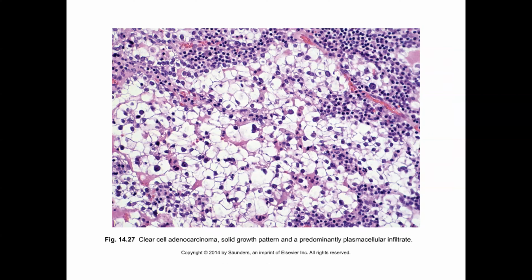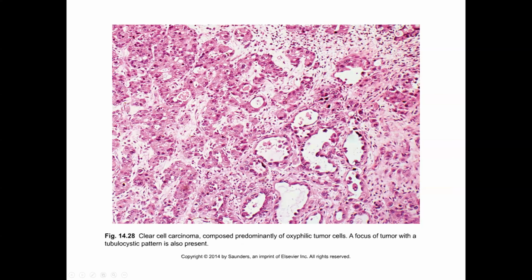And then here's a more solid pattern where we can see the sharp cytoplasmic borders between cells, variability in cell size and shape and location within the cell, as well as some surrounding lymphoid inflammation. Don't see here any inclusions.